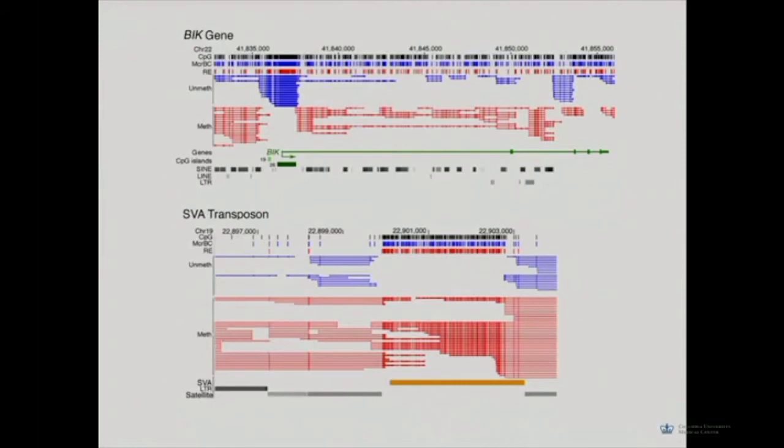So I amused myself recently by calculating that because there are 29 million CpG sites in the genome, the number of possible methylation patterns is 2 to the power of 29 million. And that converts to about 10 to the power of 7.8 million. And that's an enormous number.